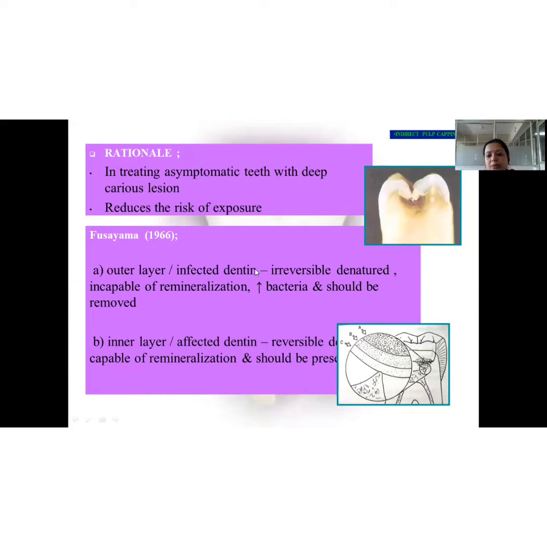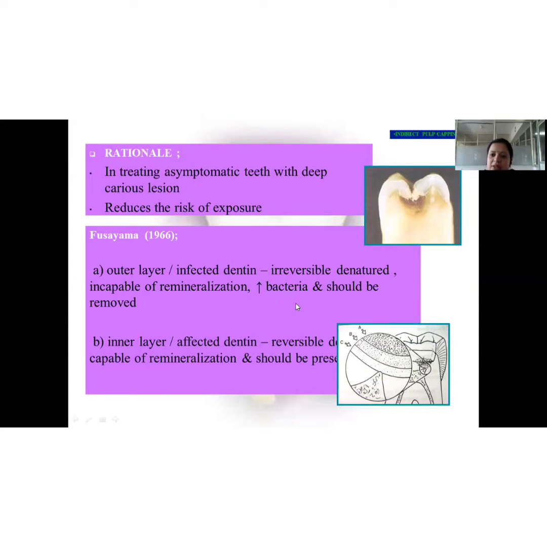Now, infected dentin is present in the outer layer. The collagen fibers are irreversibly denatured and cannot be recovered. They do not have the potential to remineralize, and a very large number of bacteria is present in the outer layer, so it should be removed. Infected dentin is soft, leathery in consistency and blackish in color, so it should be removed.